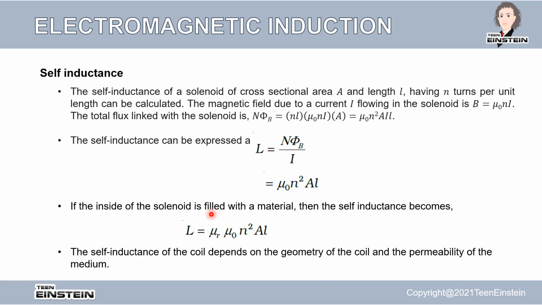Just like how in capacitance, the epsilon R value got added to the capacitance when you put another dielectric in between. It's something similar to that. So the self-inductance of the coil depends on the geometry of the coil and the permeability of the medium that is kept inside. So there are many ways in which you can increase the self-inductance: by increasing the mu, by changing the material inside, by increasing the number of turns, and by increasing or decreasing the area.